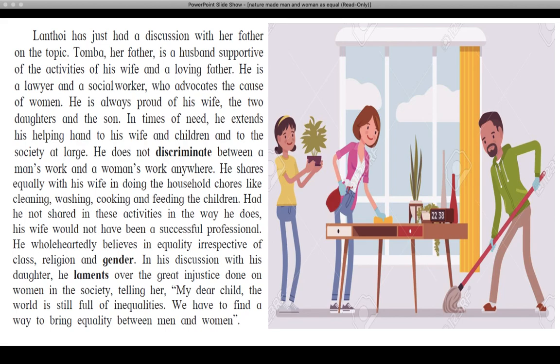So, Lanthoi, of course, being an intelligent girl, the topic is playing on her mind. She's constantly thinking about what she should say and what are the various things that they should discuss on. And then she even has a little discussion with her father. Now, we are introduced to our third character, that is the father. His name is Tomba, and we get to know what kind of a character he is.